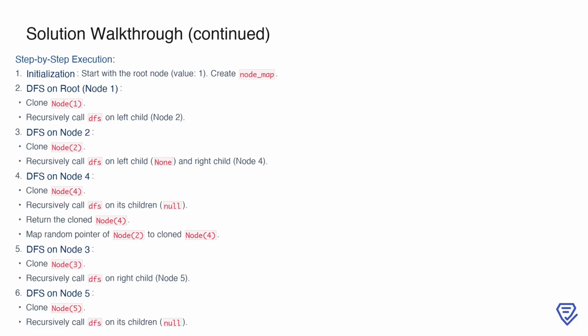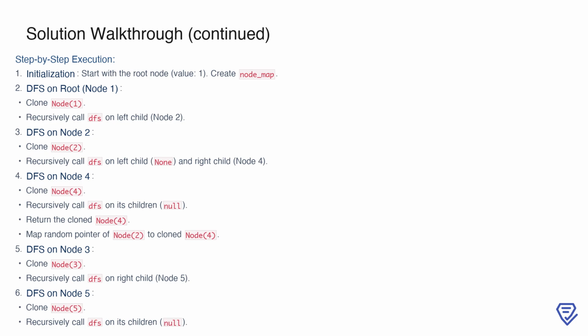The left child is null, so we move to the right child, node 4. Node 4 is cloned, and since it has no further children, the cloned node 4 is returned. At this point, we set the random pointer of the cloned node 2 to the newly cloned node 4.